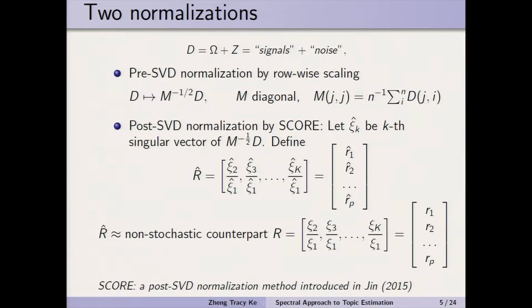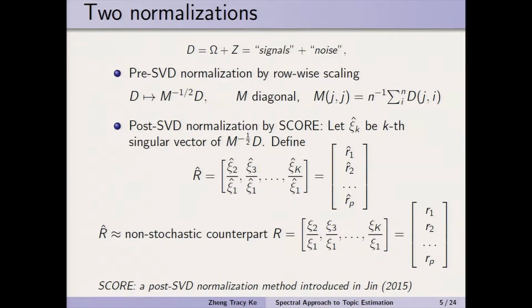Then we propose using a post-SVD normalization called SCORE. SCORE is a recent idea developed by Jin in 2015. To implement SCORE, we divide each of the second to the K-th leading singular vectors by the first singular vector entry-wise. These ratios are entry-wise.